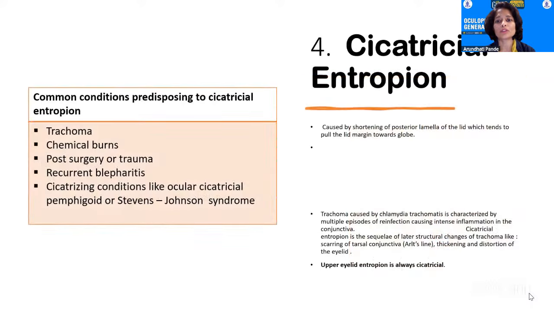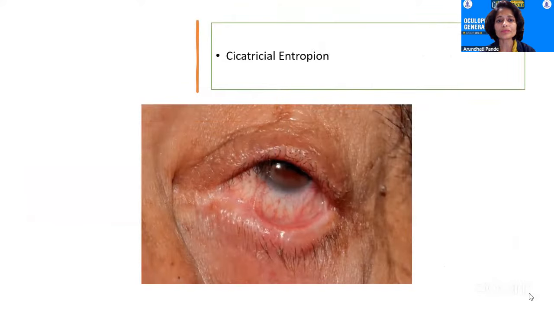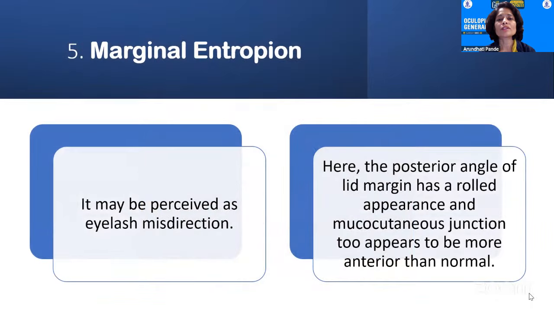What is cicatricial entropion? Yeah, shortening of the posterior lamella. And we have discussed this. Upper lid entropion is always cicatricial. Common causes are trachoma, chemical burns, post-surgery or trauma, recurrent blepharitis, and cicatrizing conditions like ocular cicatricial pemphigoid or Stevens-Johnson syndrome. What is marginal entropion? It may be perceived as eyelash misdirection. The posterior angle of lid margin has a rolled appearance and the mucocutaneous junction appears to be more anterior than normal.